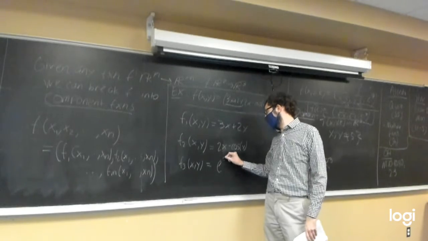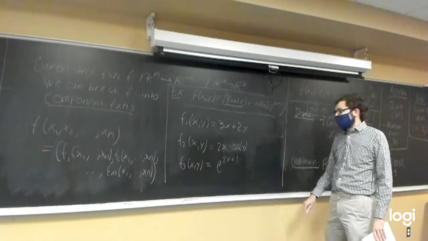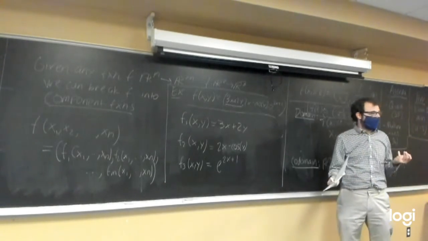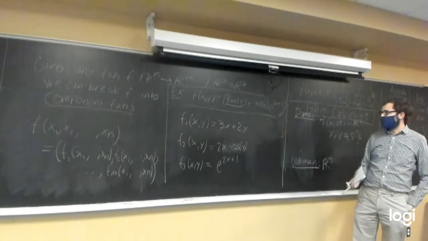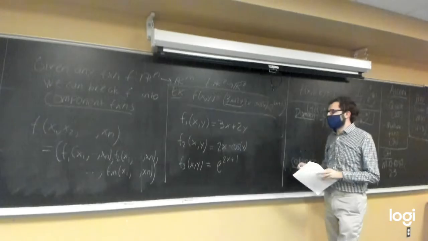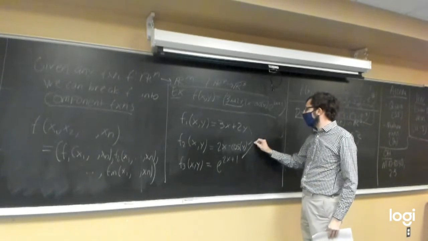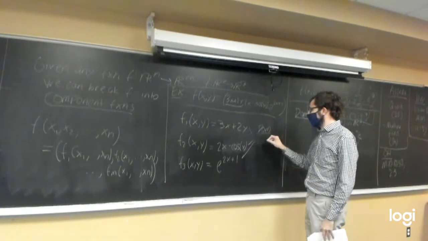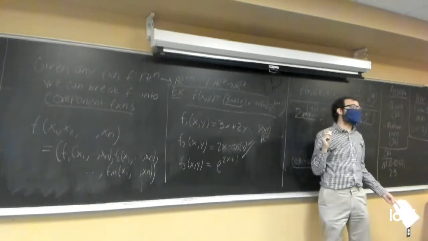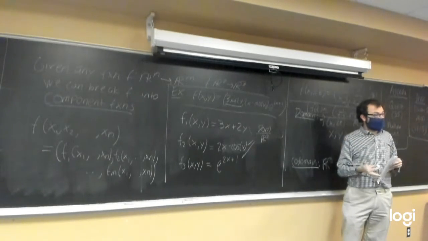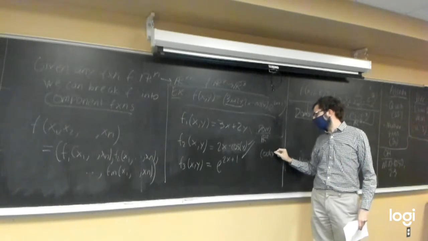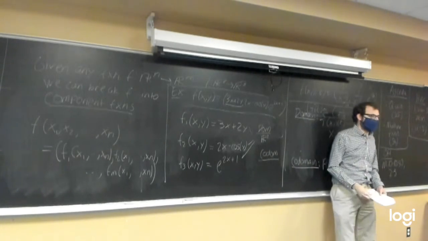E to the 2x plus 1. And here are the three component functions of our original f of xy. Our original function had inputs in R2 and outputs in R3. The component functions, however, we can say that the domain of all of these is going to be all of R2. Each of the component functions still has two-dimensional inputs. What can we say about the codomain of all these?